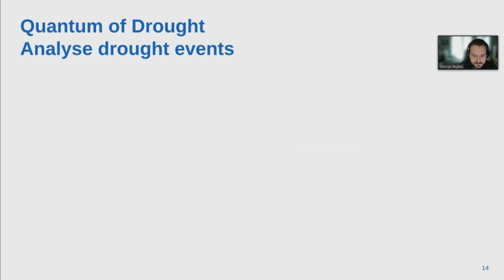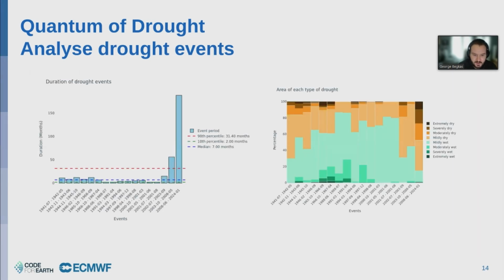Next slide, please. So there were two main areas of focus for our analysis. The first one was the duration of the events and the area affected.